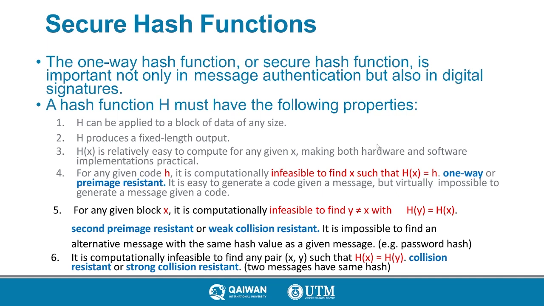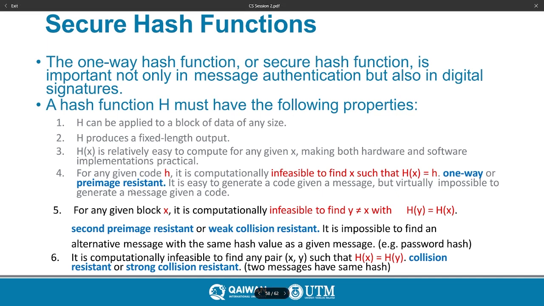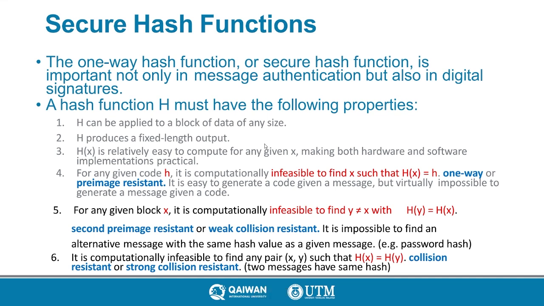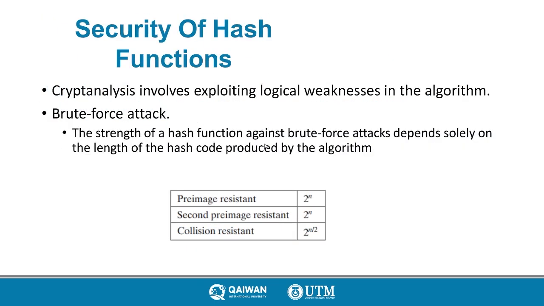It is just like a summary, like we explained before. Now, for any given block X, it is infeasible to find Y not equal to X with H(Y) equal to H(X). This is weak collision resistance. With strong collision resistance, it is computationally infeasible to find a pair X, Y such that H(X) equals H(Y). So no two different messages will have the same hash. If two messages are identical, they will have the same hash.